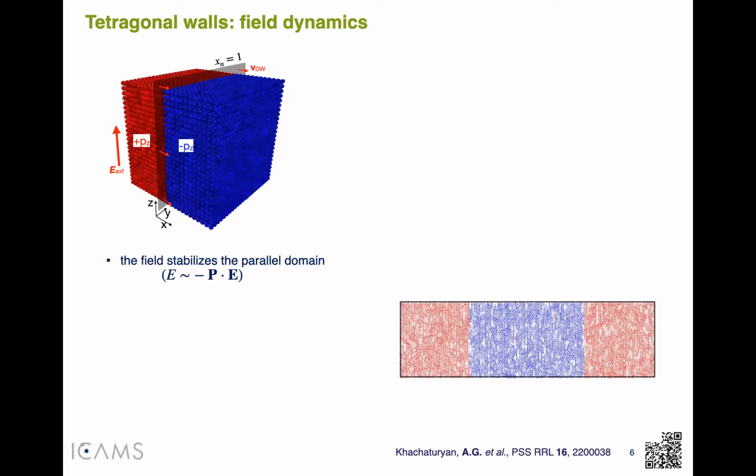So this is the model we use. We have a large supercell with 96 unit cells and periodic boundary conditions in this effective Hamiltonian approach. And you just have half of the system polarized along one direction, half of the system along the other direction, and a 180-degree domain wall in the middle.